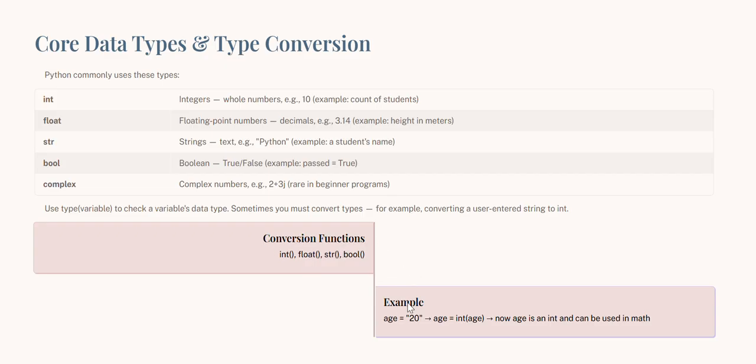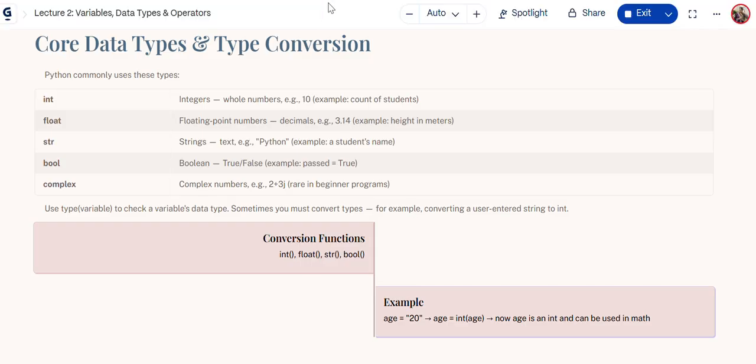Here, see, int, float, string, boolean. These are conversion functions. Example: age = 20, age = int(age). Now age is an int and can be used in maths. Earlier, age 20 was written between quotes, so it was treated as a string data type. But after you write age = int(age), it is treated as an integer data type only. So we can change it. First I'll show you how to see the type of data, then how to change the type of data on the online compiler.